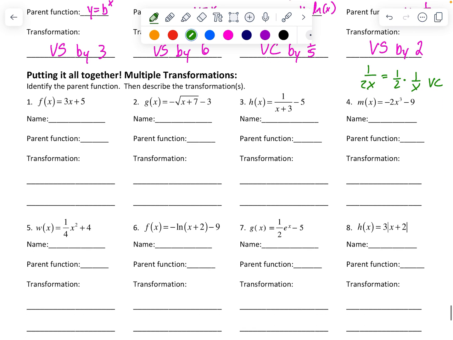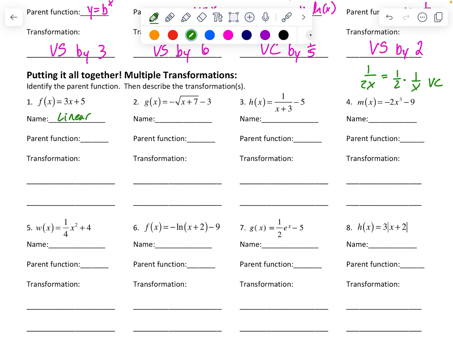All right, putting it all together. So putting it all together, we are now going to have multiple transformations happening in one equation. So we've got 4 different options. We've got left, right, up, down, reflections, stretches, compressions. So I guess it sounds like more than 4, but 4 types of ideas. So let's try it out. So first we're going to name them.